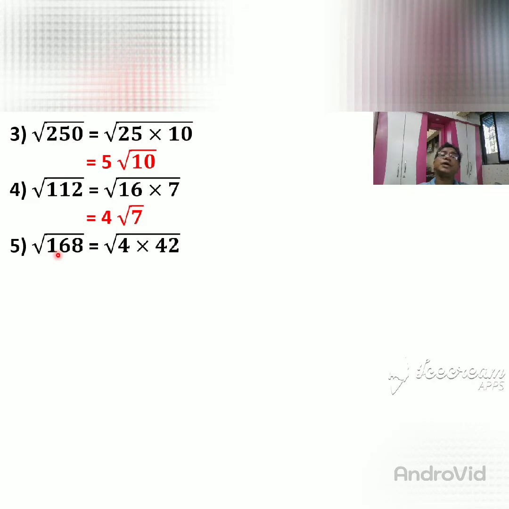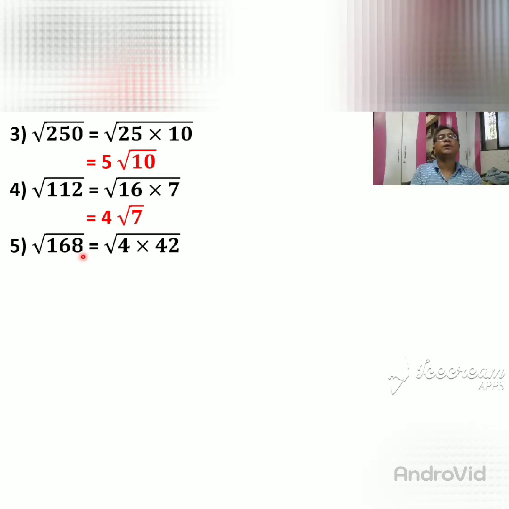So 168 is factorized in such a way, into two numbers, that one number's square root can be found. So it is factorized as 4 into 42. See, 4 2s are 8, 4 4s are 16, so 168. So in 4 into 42, which number's square root can you find? 4. The square root of 4 is 2. So we get the answer 2 root 42. How do you get 2? Do you understand? The square root of 4 is 2, and root 42 remains as it is.